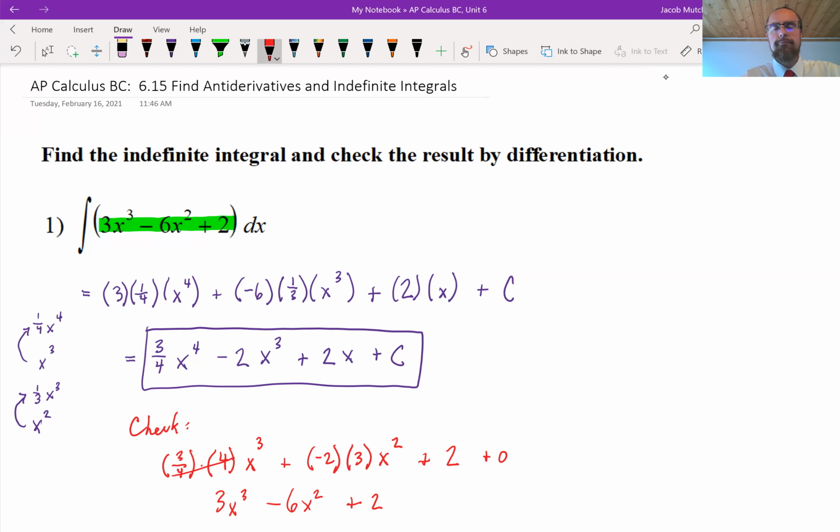So you can kind of see from this perspective why I need to include that plus c. It disappears in the integrand when I'm differentiating. And so in a way, I've lost information. I don't really know what that specific c value is. And so I just leave it as an unknown, a variable.